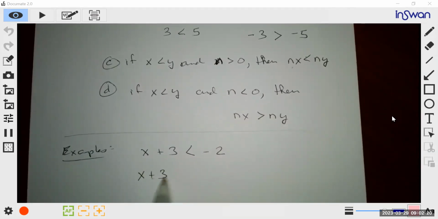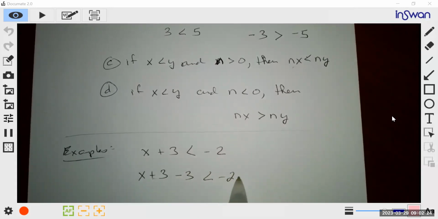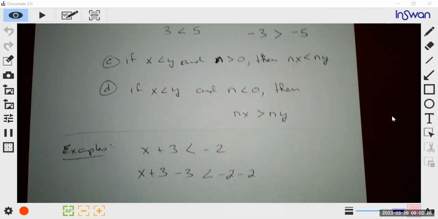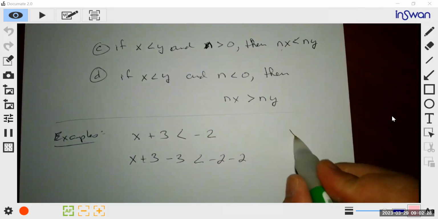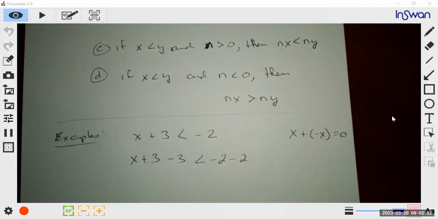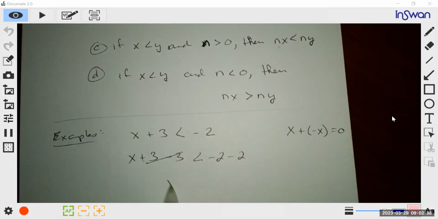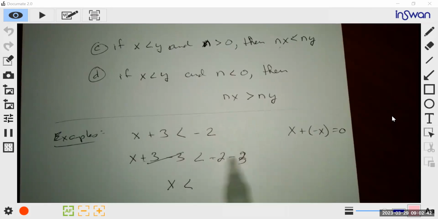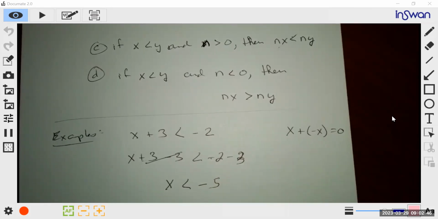No, since it's positive 3, we add the negative of it, the opposite of it, because any number plus its opposite equals 0. So we get rid of it by adding -3 to it. So 3 minus 3 is gone. So we have x. Oops, this is 3. They're both negative. 2 plus 3 is 5. That means x is less than -5.